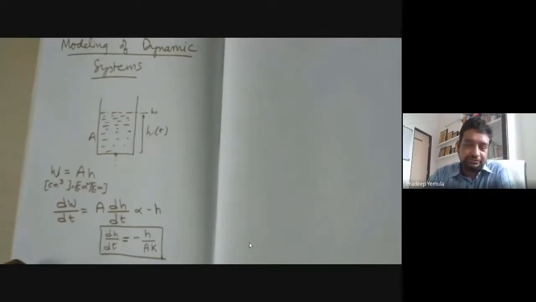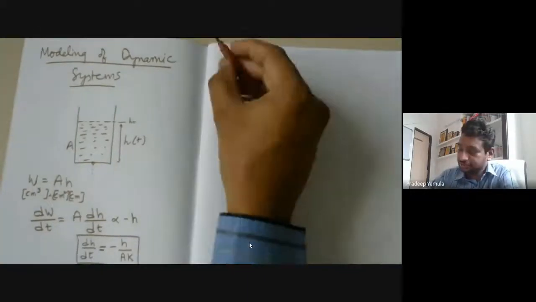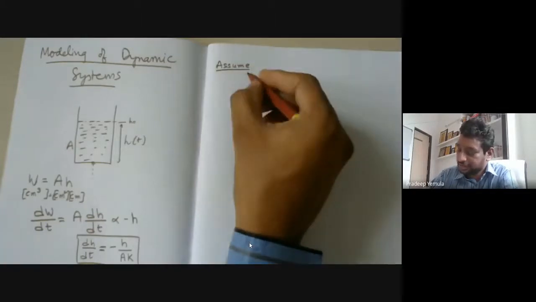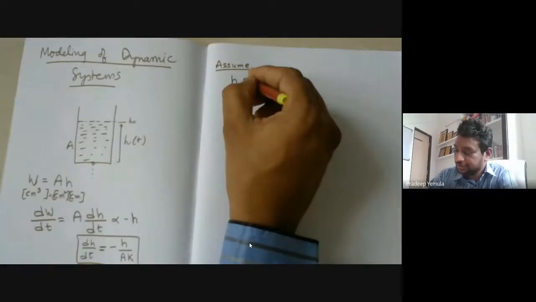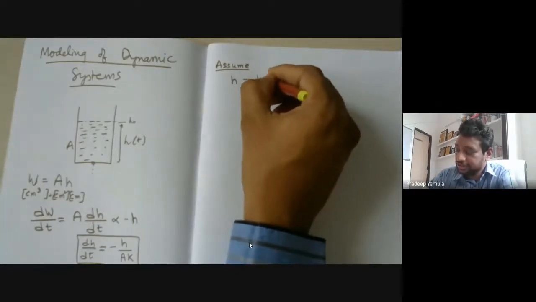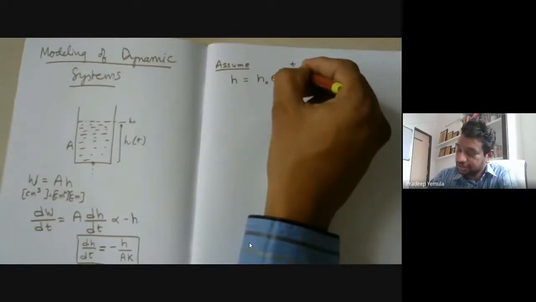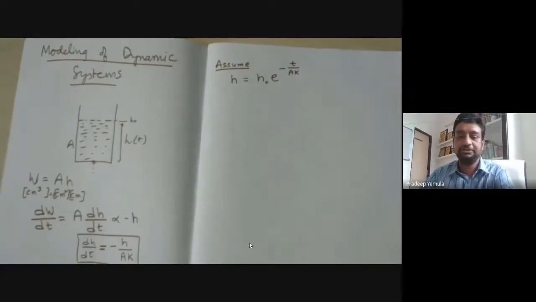Now, I want to solve for the H. For solving, simply assume something. Assume that h of t is nothing but some initial height h naught e to the power of minus t by aK. So this is just an assumption. Now I want to verify whether this assumption is correct or not. So how to verify?